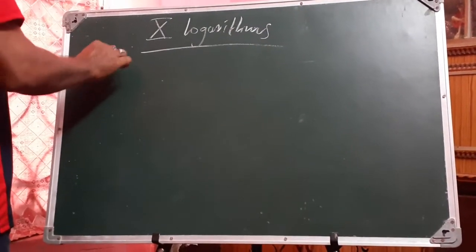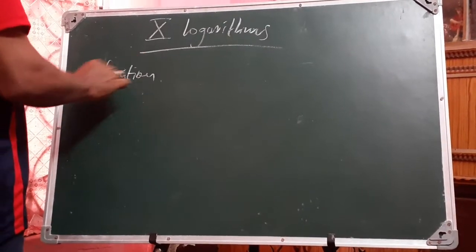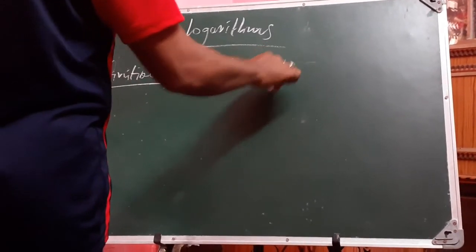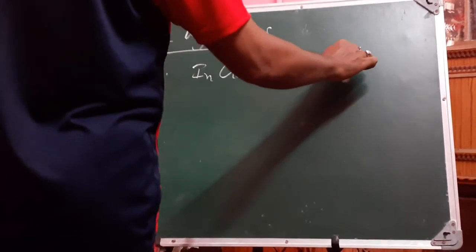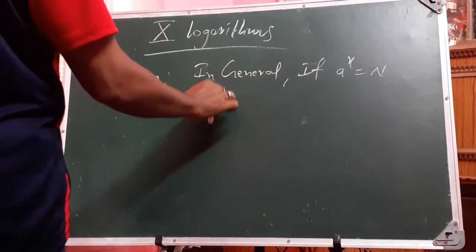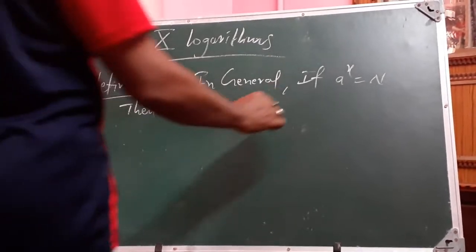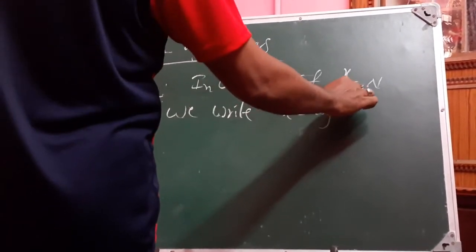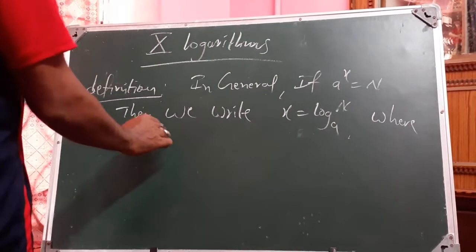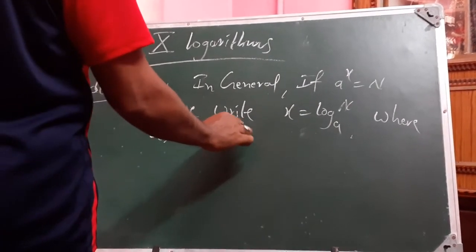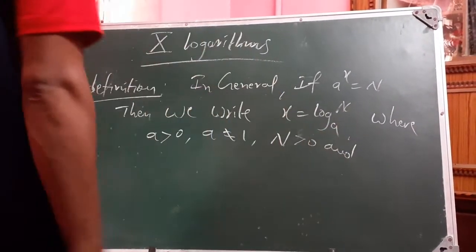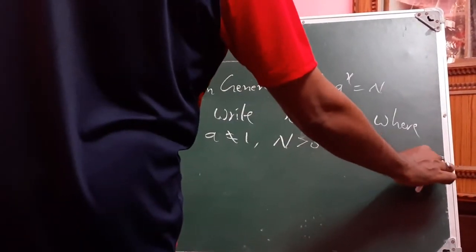First one, definition. In general, if a to the power x is equal to n, then we write x is equal to log n to the base a, where a is greater than 0, a is not equal to 1, n is greater than 0, and a comma n belongs to R.